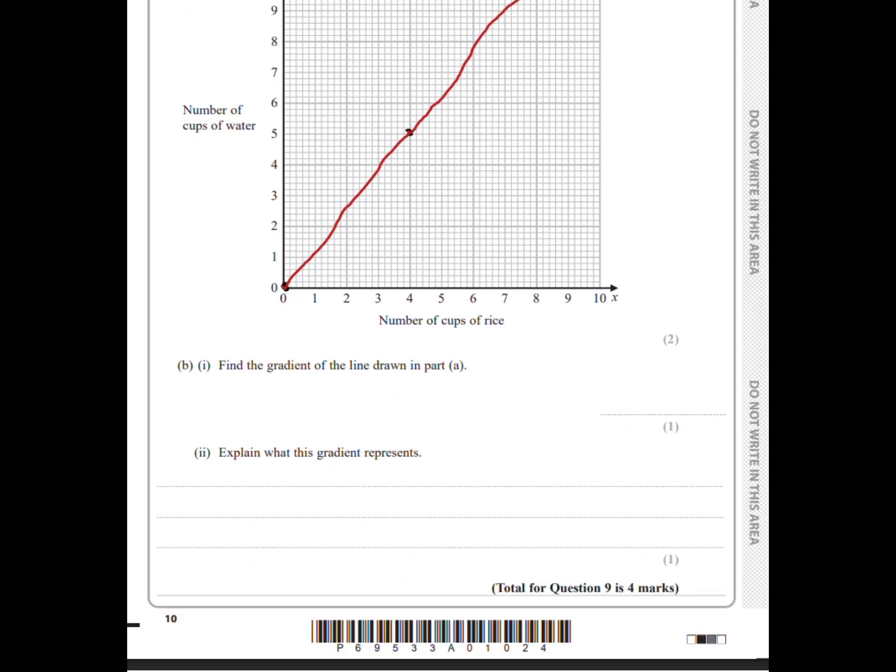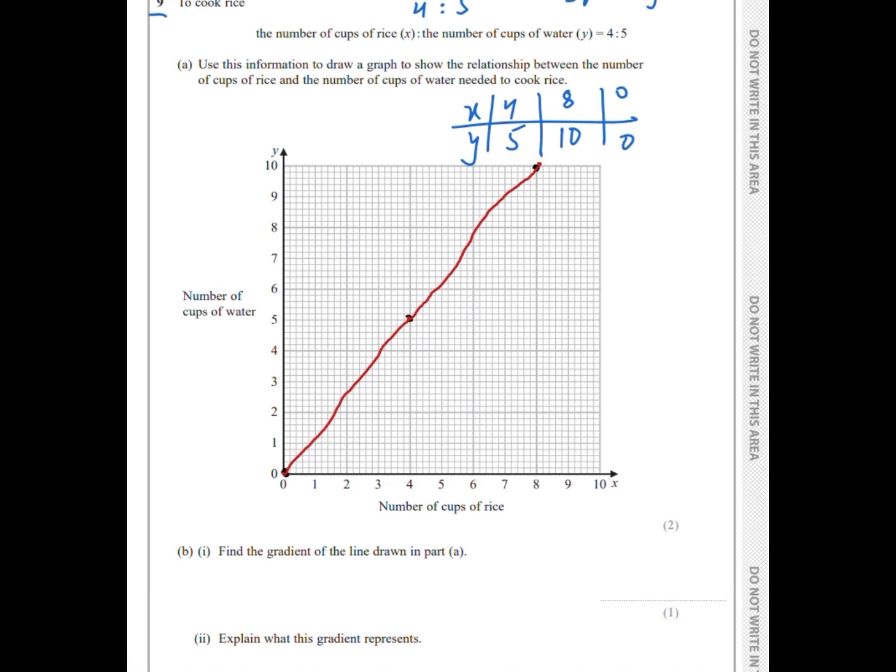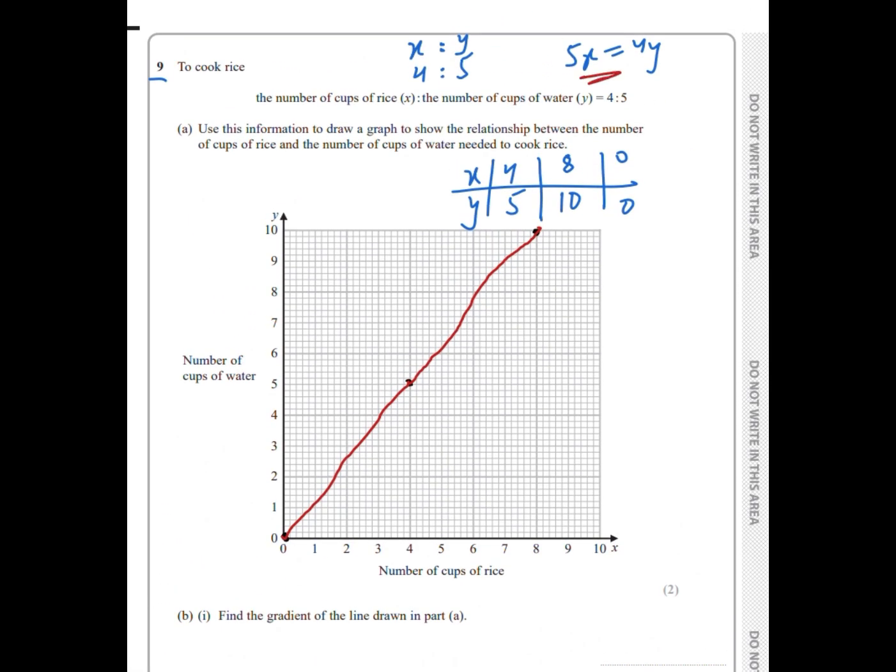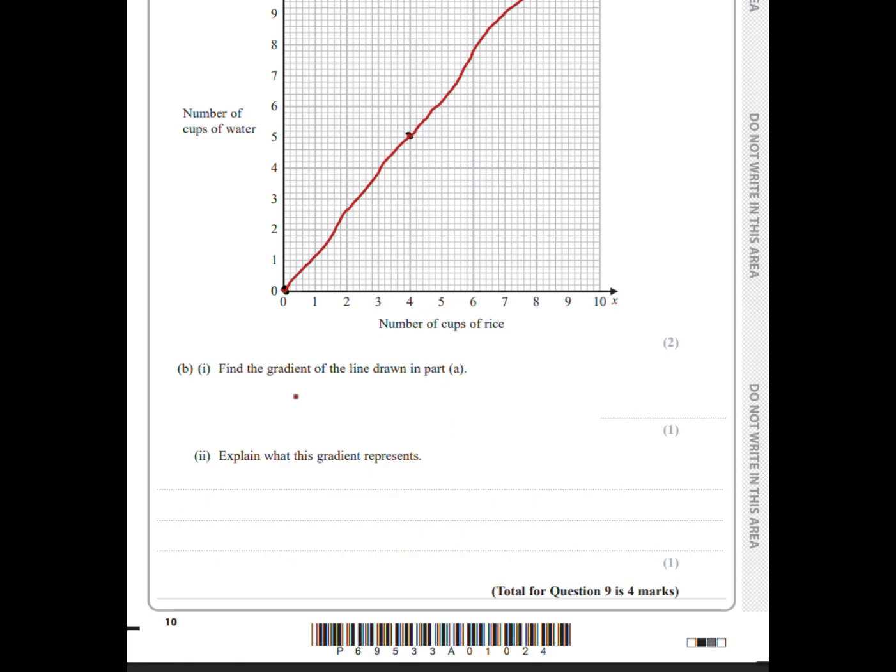Now find the gradient of the line drawn in part A. Now remember what we did here on top. If you're going to write it like this, x ratio y equals 4:5, so it means that 5x equals 4y. So we have to make the equation of the line to figure out the gradient, okay? So y equals 5 over 4 x. This 4 is going down here. We just rearranged it a bit.